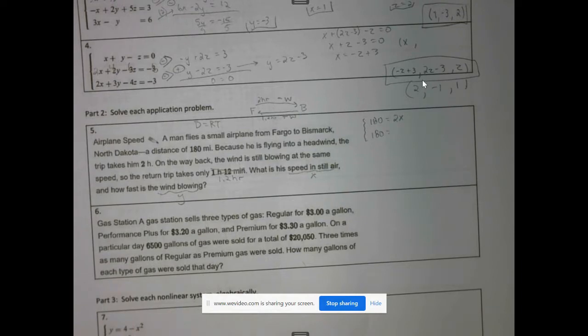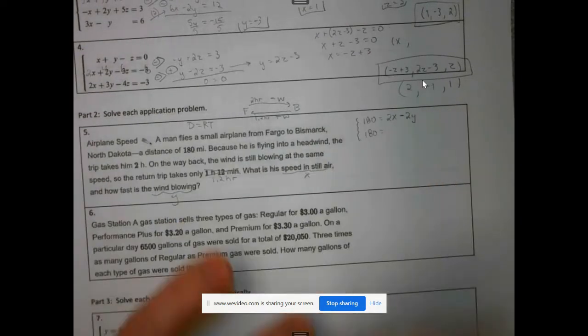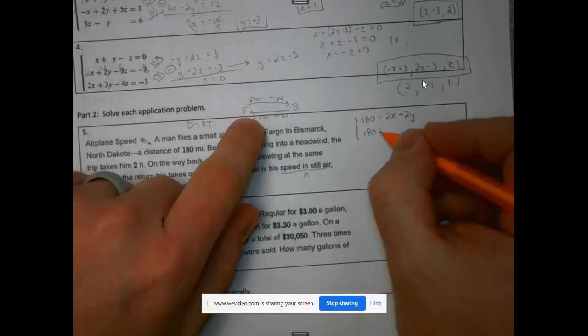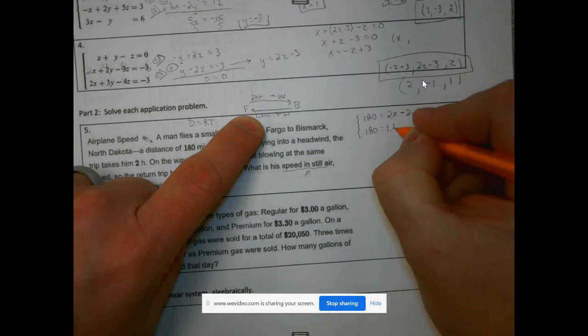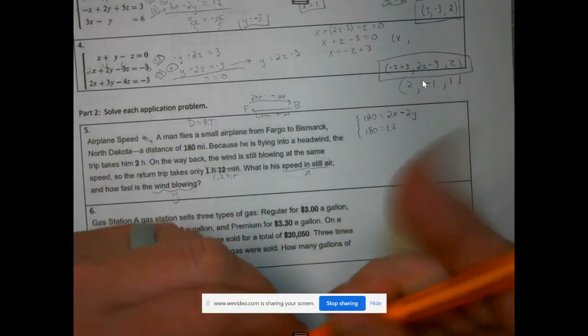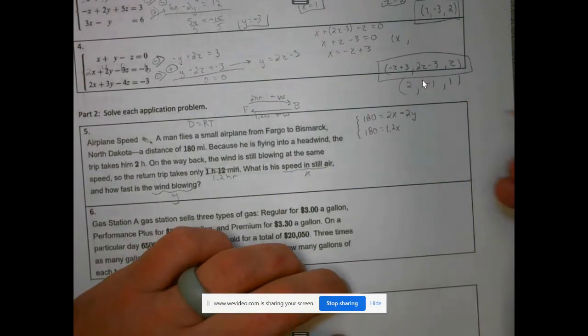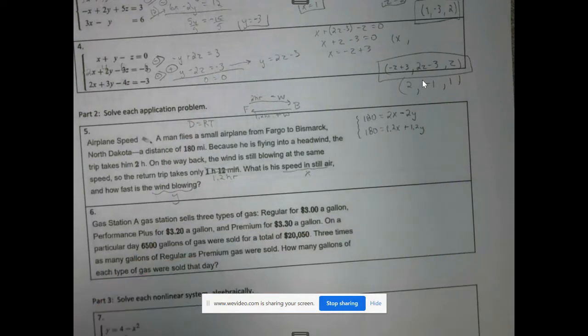Okay. But we are going against the wind, so we're going to subtract that same 2 hours times the wind speed. That kind of slows our distance down. It reduces our distance. And then on the way back, we have 1.2 hours times our speed of the plane, plus, because we're going with the wind, 1.2 hours times the wind.